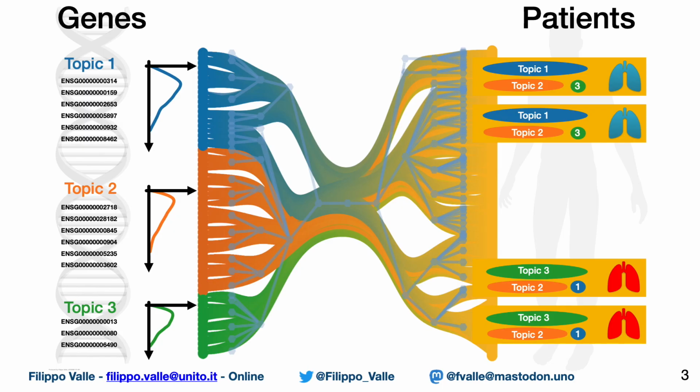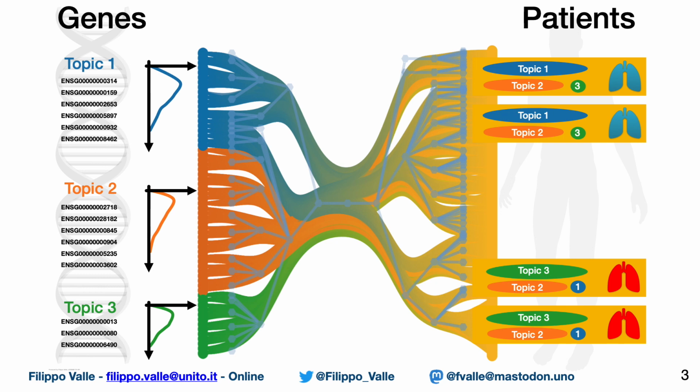Let me explain how this kind of model works. We have gene expression data, and from this kind of data, we can build a bipartite network like the one shown in this slide. On one side, we have genes, on the other side, we have patients. We run our model, and the output are topics on one side. Topics are clusters or lists of genes with a probability distribution associated to them. So, for example, we can tell you which is the most important gene in a given topic.